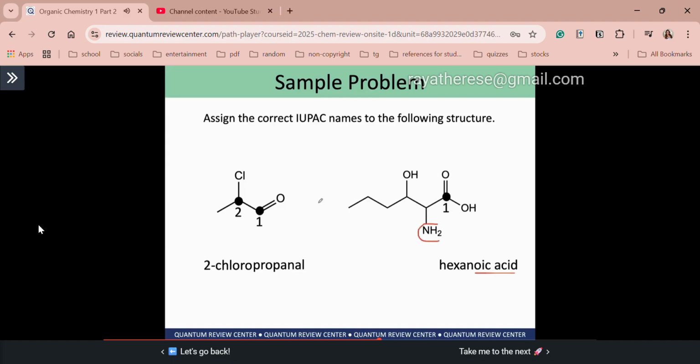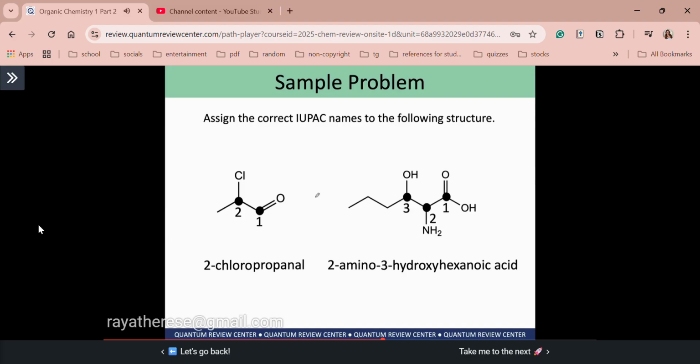Starting with your C2 position, what's this? As a substituent, we name it as amino. So that's your 2-amino substituent. Again, remember, it is alphabetical, class. Last substituent we have at the C3 position, that's your hydroxy, okay? 3-hydroxy-hexanoic acid. So its IUPAC name is 2-amino 3-hydroxy-hexanoic acid.